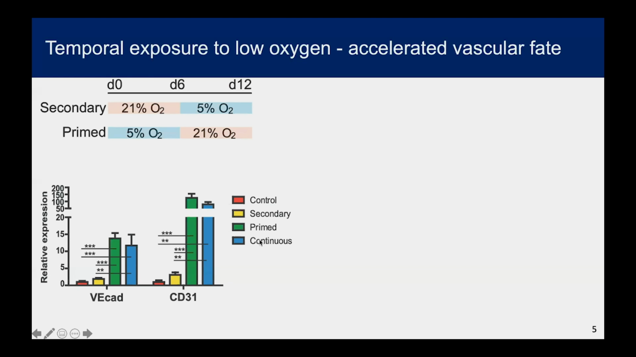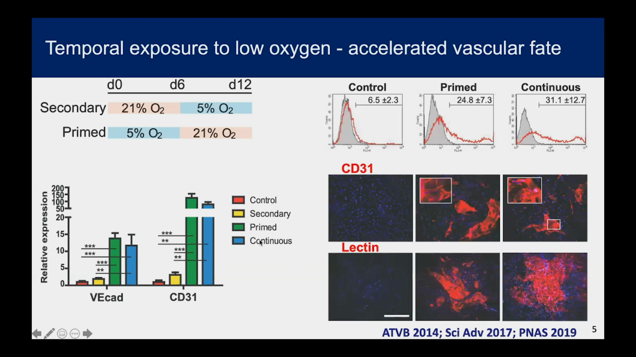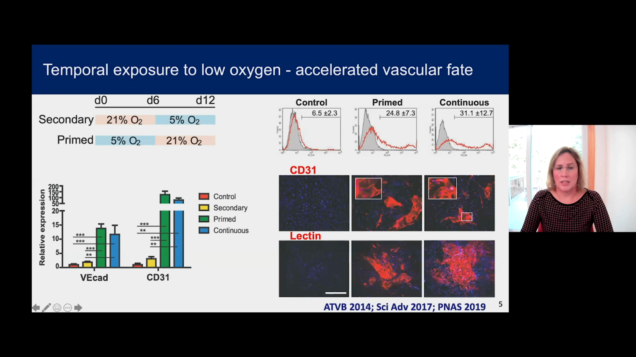We have done several other analyses where we show again upregulation of V-cadherin, CD31, and lectin, as well as the functionality of these cells. This study was published in 2014, but since then, what we noticed in other publications that I'm just not going to go over right now is that other stresses, such as different stiffnesses of the matrices and also patterning of the extracellular matrix, will impact this vascular fate.